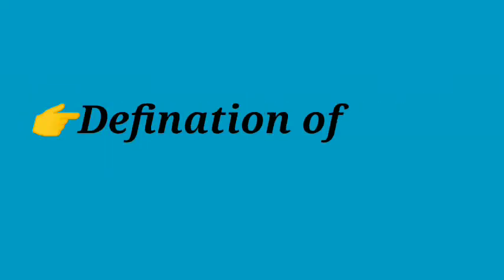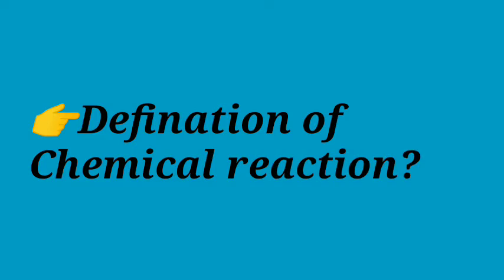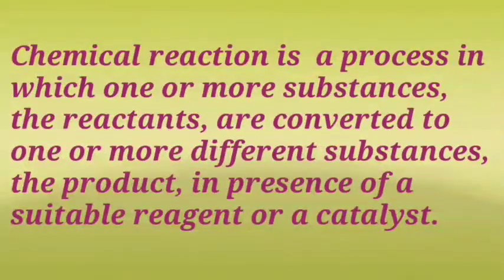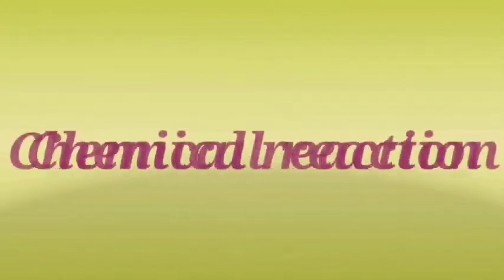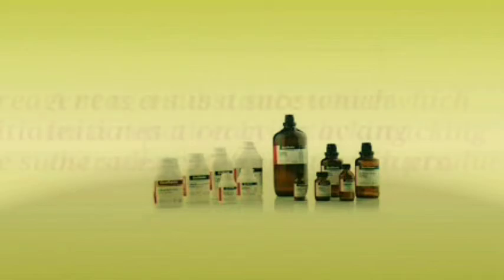Let us see the definition of chemical reaction. A process in which one or more substances, say the reactants, are converted to one or more different substances, the product, in presence of a suitable reagent or a catalyst, is known as a chemical reaction. Then, how do we define a reagent?